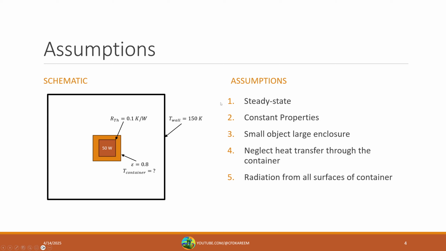So some assumptions we're going to make: we're going to assume it's steady state, we're going to assume constant properties, we're going to assume it's a small object in a large enclosure, we're going to neglect the heat transfer through the container, so no conduction resistance from the container, and we're also going to assume that radiation from all surfaces of the container is radiating out equally to the walls of the space shuttle.